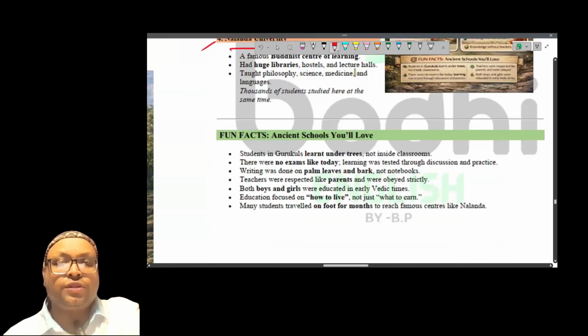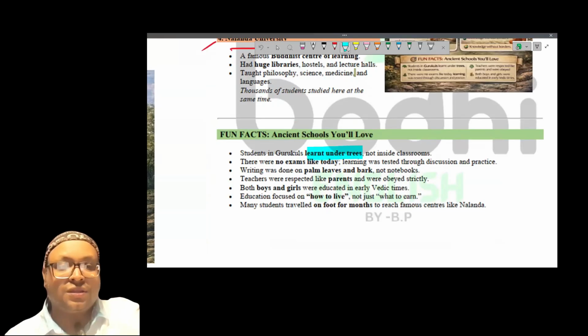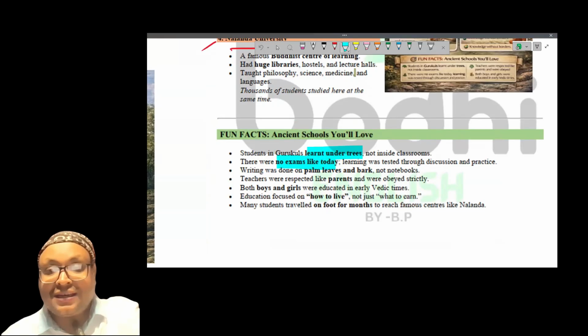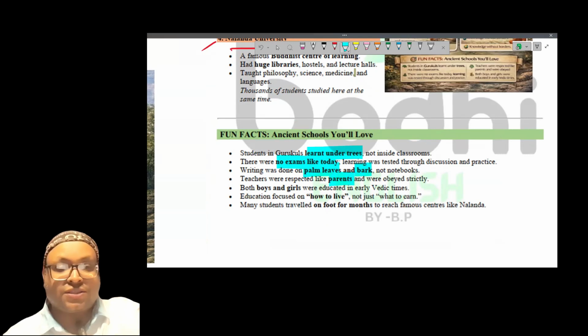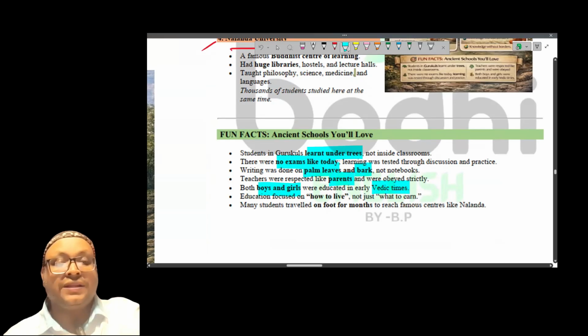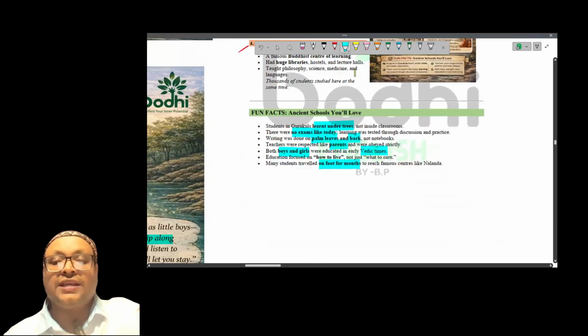In the Gurukul, students used to learn under trees, not inside classrooms. There were no exams like we have. Such good news, you have no exams. Writing was done on palm leaves in the park, not on notebooks. Teachers were respected like parents. Both boys and girls were educated nearly in the early Vedic times. So nice. And many students traveled on foot for months to reach famous centers like Nalanda.